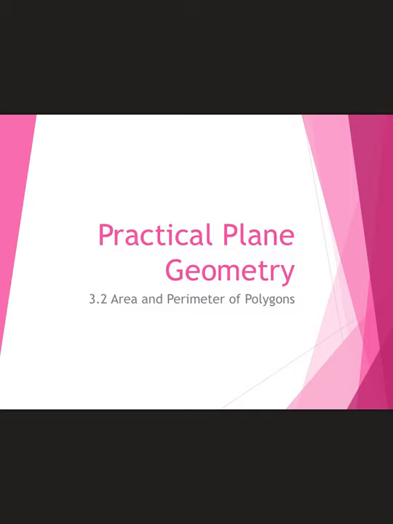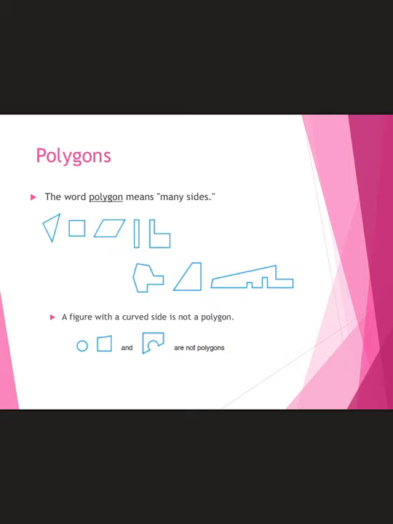In section 2 of chapter 3, we are going to be looking at area and perimeter of polygons. So the word polygon means many sides. Here you can see all the different types of polygons, and there's many, many more. A figure with a curved side is not a polygon.